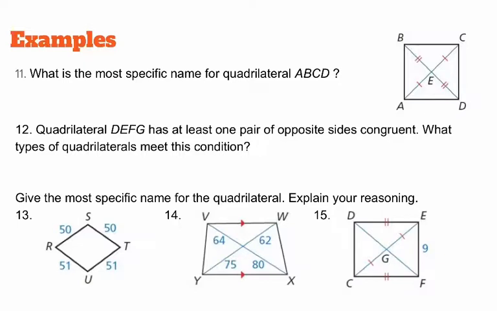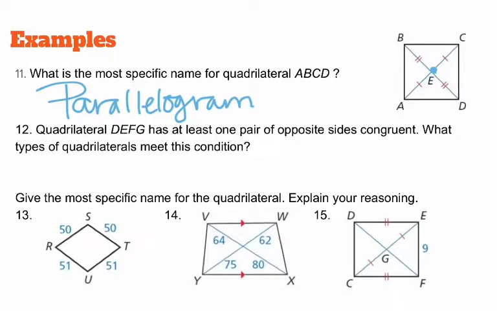All right, number 11, the most specific name. All we got is the fact that it's a parallelogram. We know nothing about the side lengths. We know that the diagonals bisect each other, but that's it. We don't know if they're congruent, so that rules out a rectangle right away. We don't know anything about those angles, and we know nothing about the side lengths, so parallelogram is as specific as we're going to get.